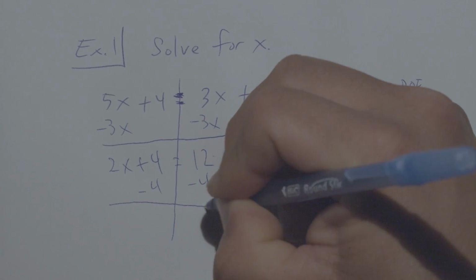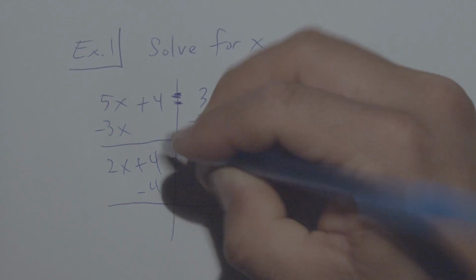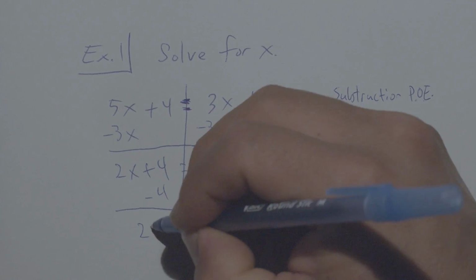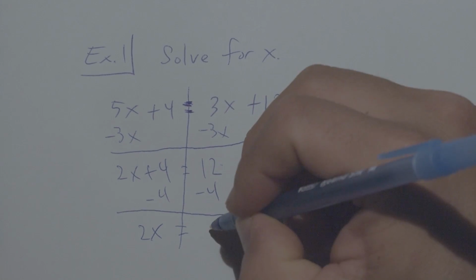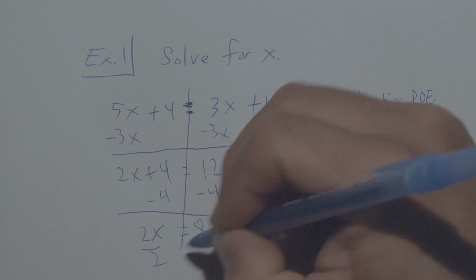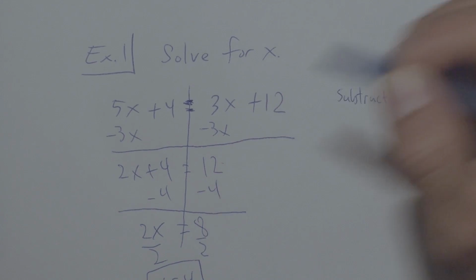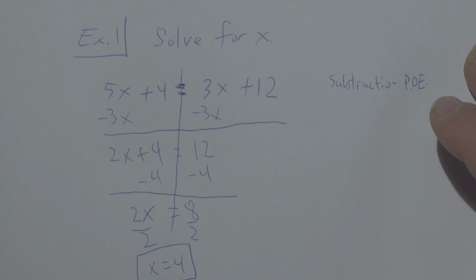Again, when you make something disappear, you draw the horizontal line. I did that twice, right? Because I made the 3x disappear. Now I made the 4 disappear. I'm left with 2x is equal to 8. I'm going to divide both sides by 2, and x is equal to 4 as a final answer. Okay, so that's one way of doing it.